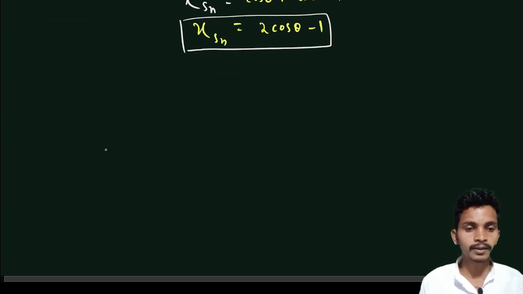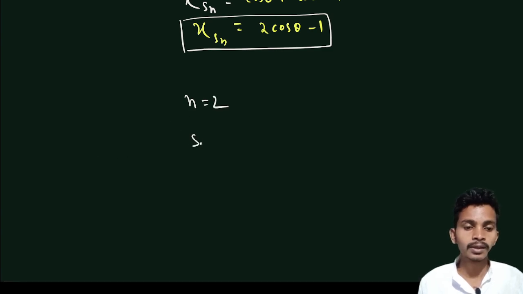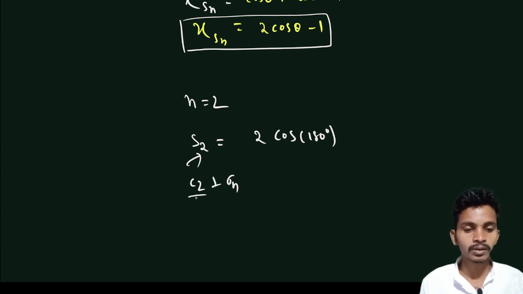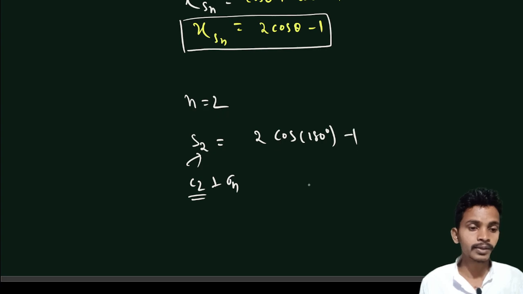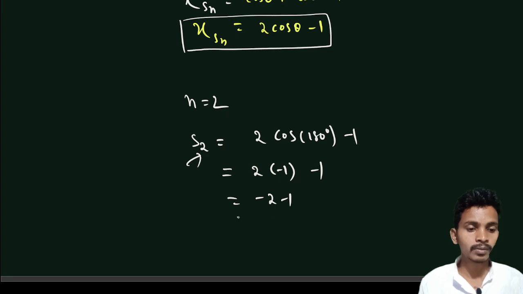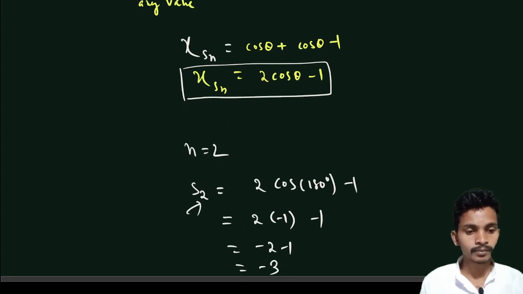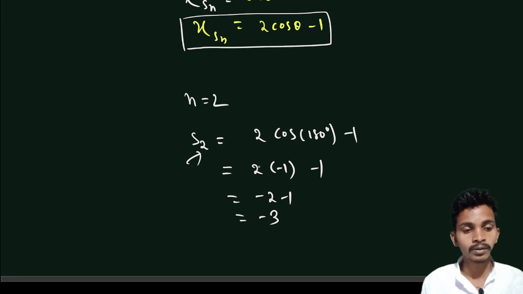Let's say n equal to 2, then the S2 character will be 2 cos theta minus 1, with theta 180 degree, because this is C2 into sigma h. So the axis will be C2, 180 degree, minus 1. 2 cos 180 degree is minus 2, and minus 1, so this gives minus 3.